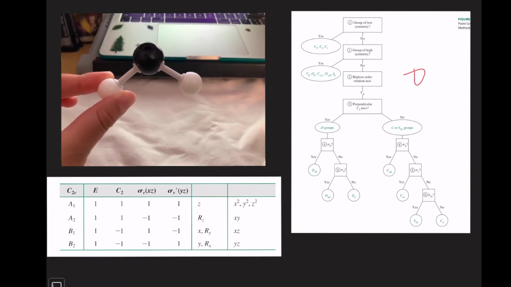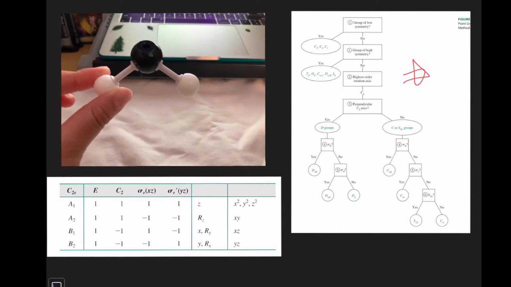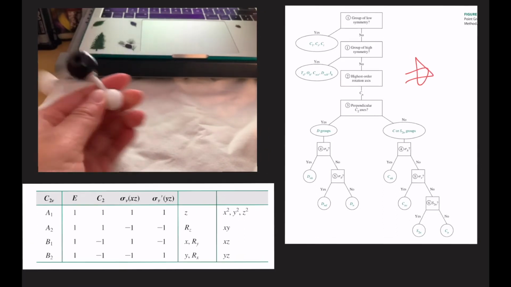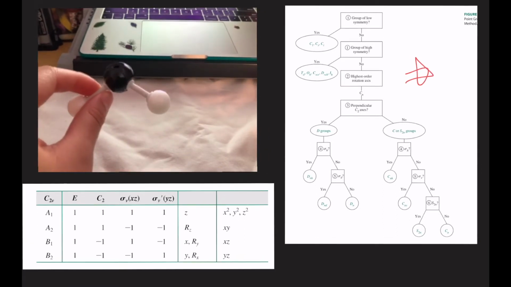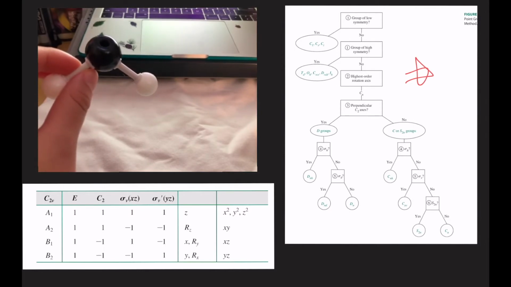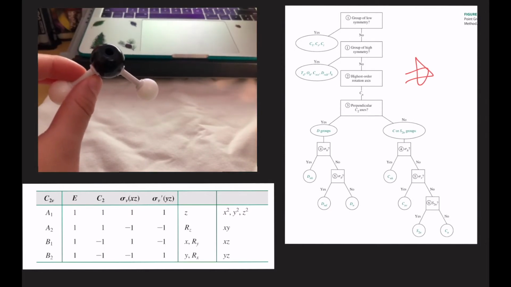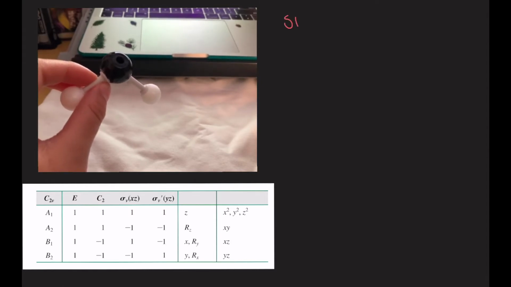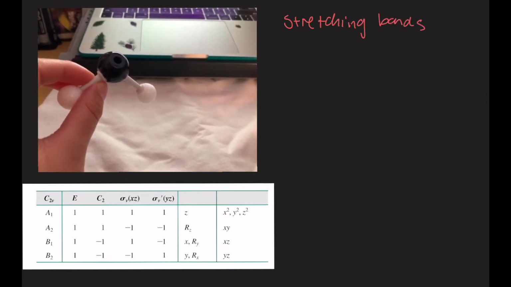We can find this using tables such as this one. I found this one in our book. There are a lot of them online, and it allows you to figure out the point group rather easily because you just follow the flow chart. So right now, what we're trying to do is to determine the number of stretching bands, and we want to know if they are IR or Raman active.